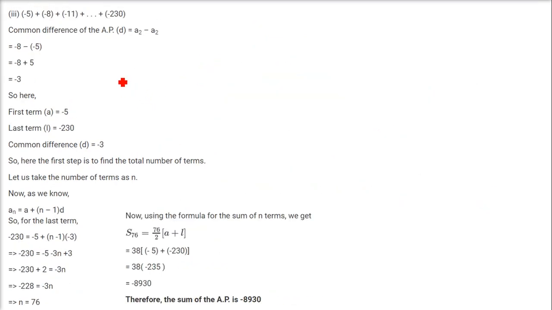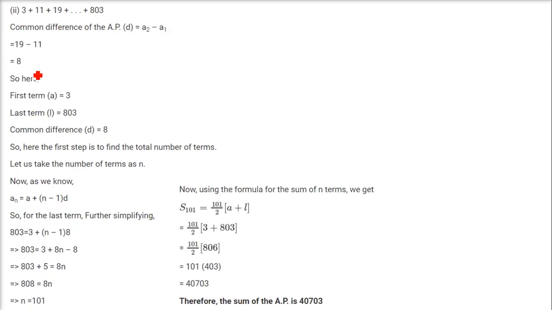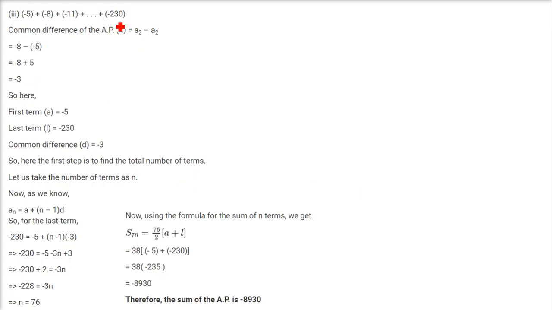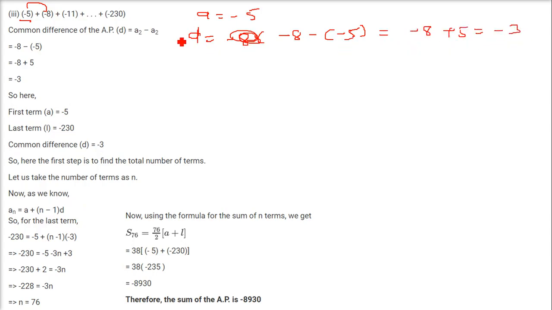I'll take another one. Let's take some typical one, this one. This is for your reference. Again, same thing we are going to do. This is the series. a is known to us. a is minus 5. What is d? This minus 8 minus of minus 5, so this is going to be minus 8 plus 5. This is minus 3. So d is known. Now this is the last term, and the last term is what? a plus n minus 1 into d.